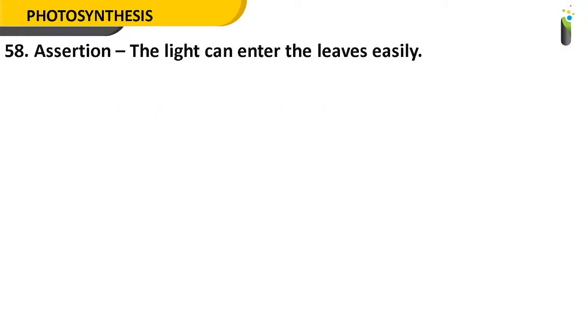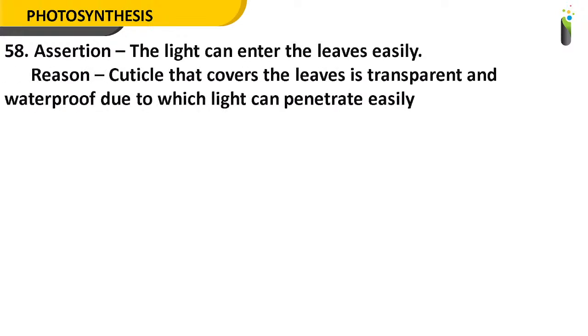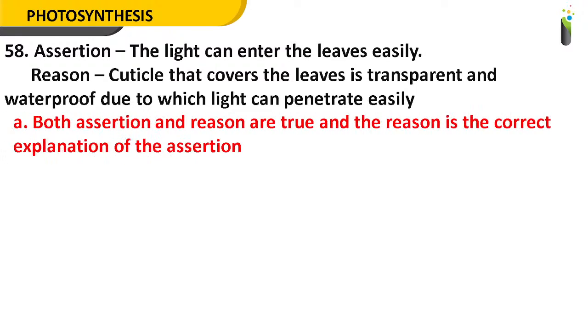Remember this. Question number 58 is an assertion and reasoning type of question. The assertion says the light can enter the leaves easily. Reason: cuticle that covers the leaves is transparent and waterproof, due to which light can penetrate easily. And your options are A. Both assertion and reason are true, and the reason is the correct explanation of the assertion.